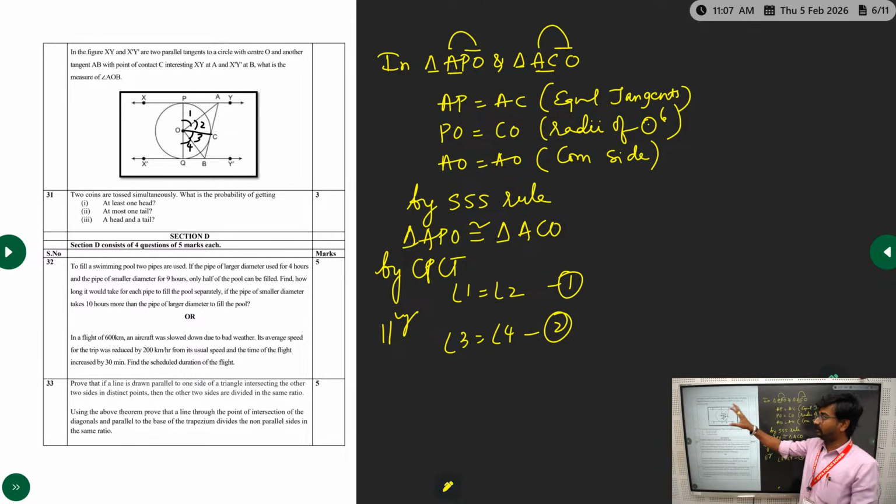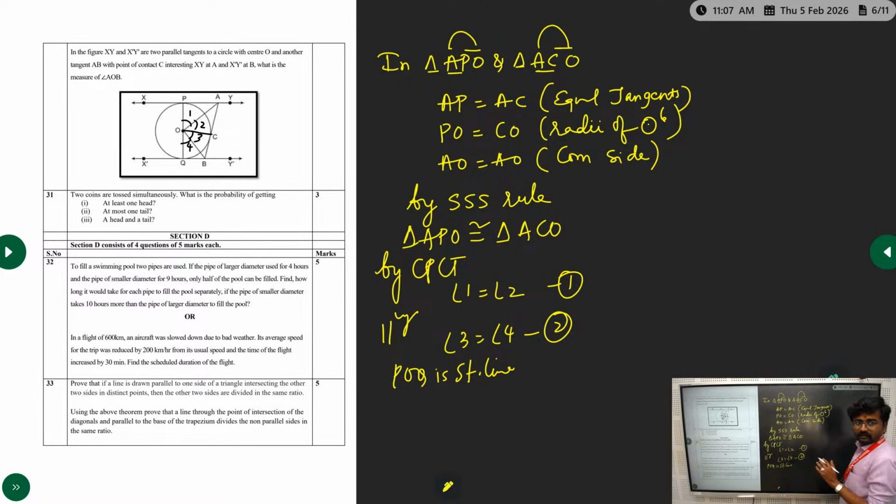First you will write the given, because it is already there in your classwork. I just explained the concept, what theorem or congruence rule we are applying. First you will write XY is parallel to X'Y' as per the question. Okay, what should I find? Angle AOB. C is a point of contact, because AB will be the tangent. So I am joining OC. Then POQ is a straight line. You can even say it is the diameter of a circle.